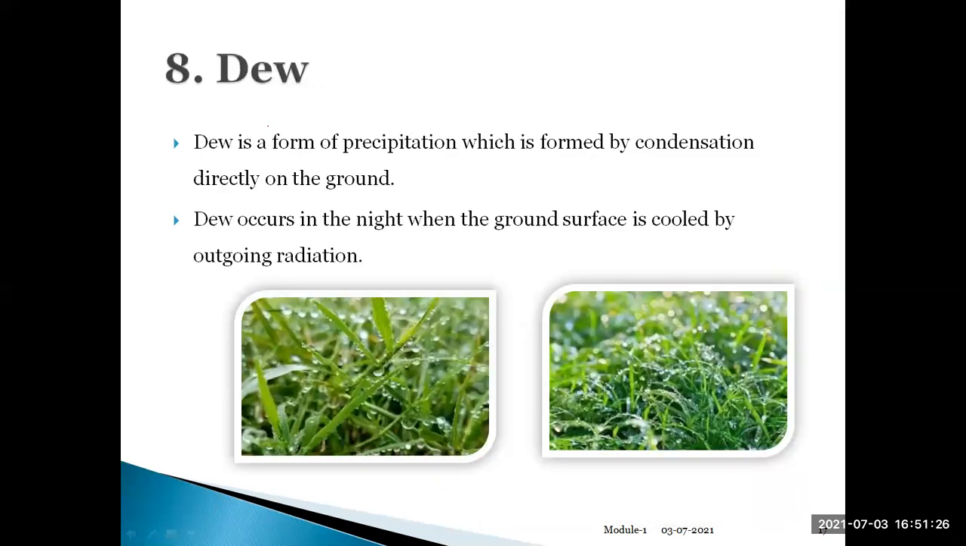The next one is dew. Dew is a form of precipitation which is formed by condensation directly on the ground. Whatever condensation occurs directly on the ground gives this form of precipitation, that is dew. This basically occurs during the night time, when the ground surface is cooled by the outgoing radiation. During night time, because of the surrounding radiation, the ground surface will get cooled, and because of that the dew will occur.